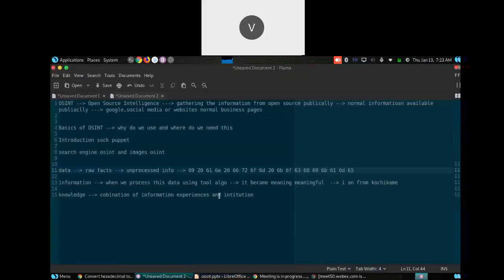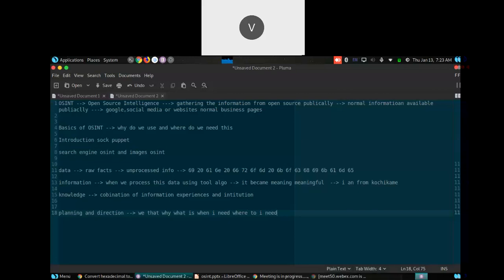Planning and direction. In this, we consider why we are doing OSINT, what my target is, when I need to do the OSINT, and where I need to do the OSINT. We need to plan, and when we plan, we move in a certain, particular direction.